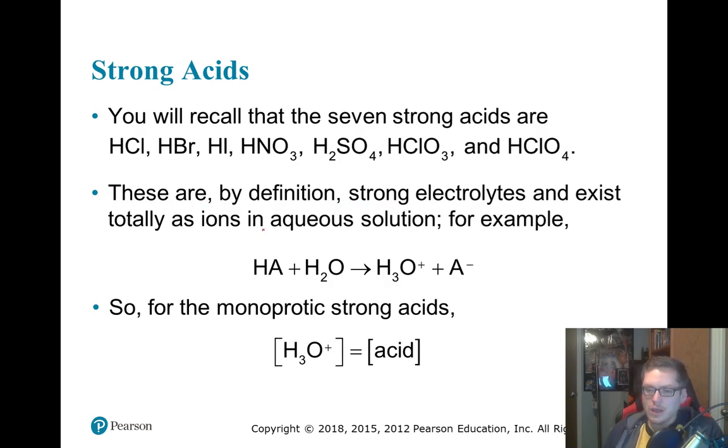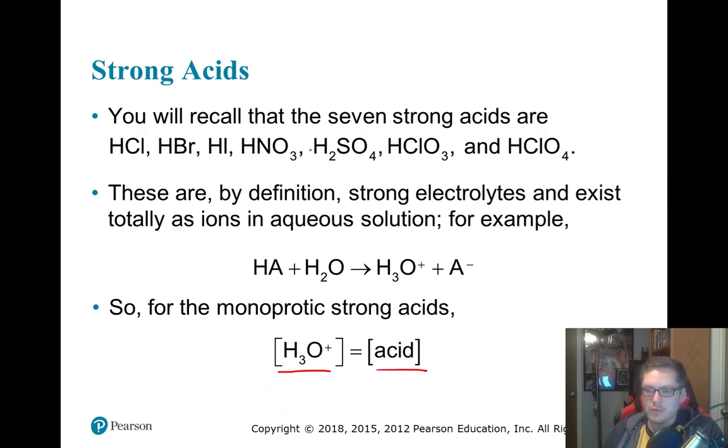They're strong acids because they completely dissociate into their respective ions. So HA turns into hydronium and A minus. They're so strong they completely break apart. Essentially, when you have these monoprotic strong acids, the concentration of hydronium is simply equal to the concentration of the acid.